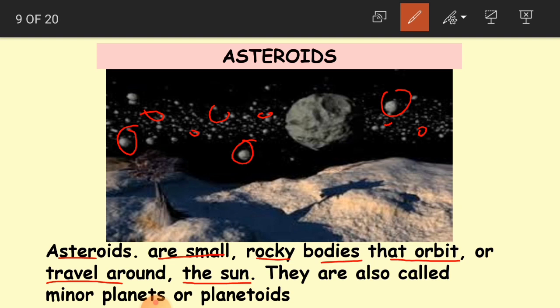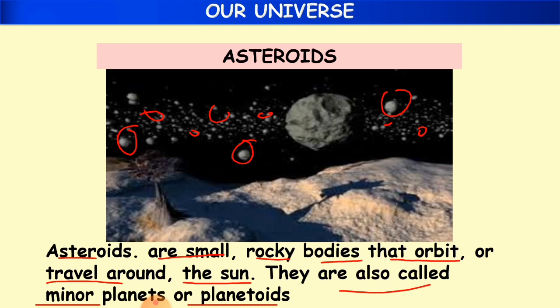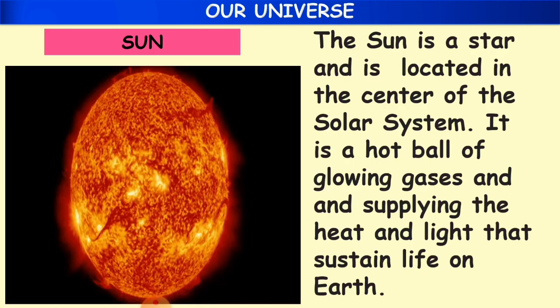Orbit is nothing but taking a revolution, taking a round, traveling around the sun. They are also called minor planets or planetoids. We can also call them minor planets. Minor is very small. Minor planets or planetoids. Okay, children, so you are clear about asteroids here. See, so many wonderful things we are seeing in the solar system.